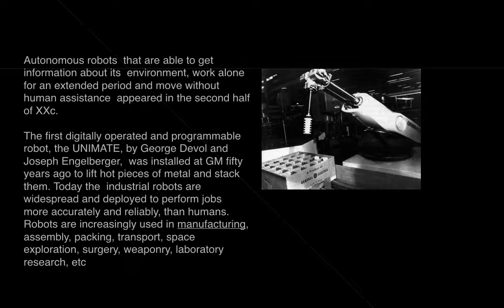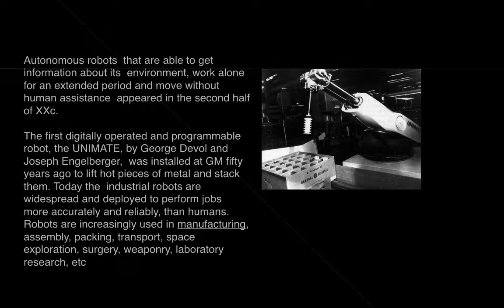Two engineers, George Devol and Engelberger, were the authors of this device. The first installation of this unique first robot was at General Motors, and it was designed to lift hot pieces of metal and stack them in the proper place. But it was programmable, and was totally an example of the first installation of an industrial robot.